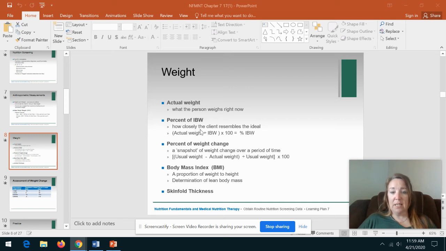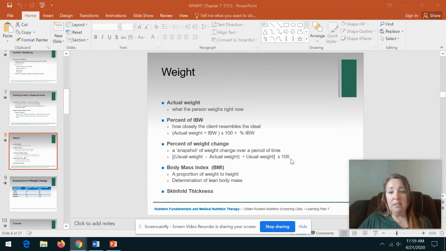So that's the percent of ideal body weight. Then we have a percent of weight change, which gives us a snapshot of the weight change over a period of time. And for that, we're going to ask the client their usual weight, or we're going to look in their medical chart at the facility that we're at for their usual weight. We'll subtract their actual weight, their weight today, divide that by the usual weight, and multiply by 100%. And that will give us the percent of weight change.